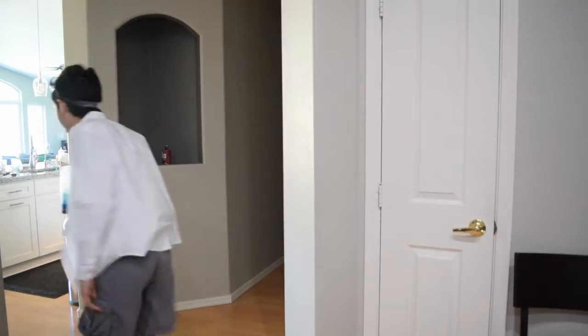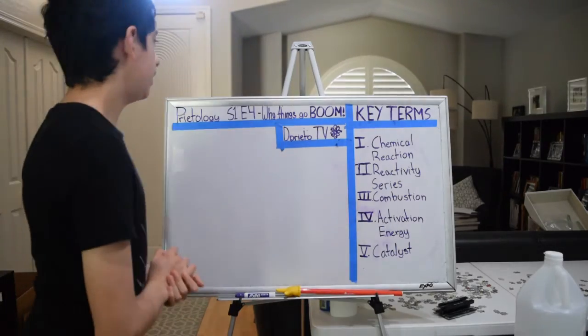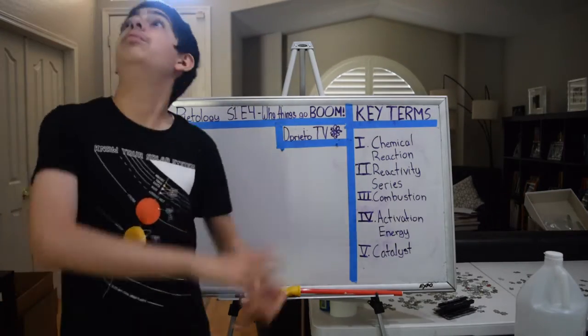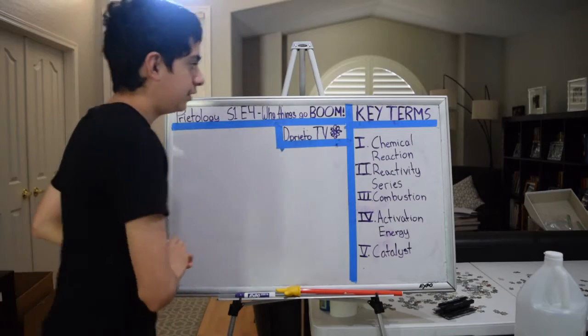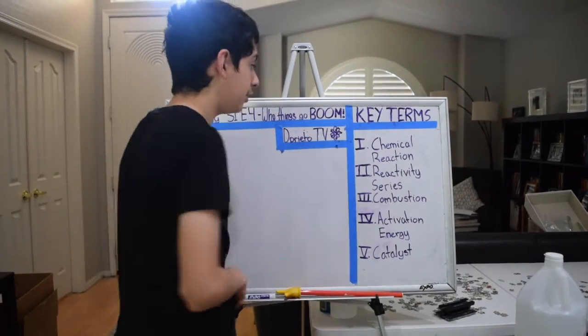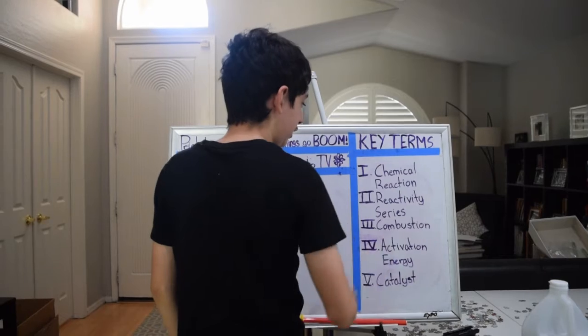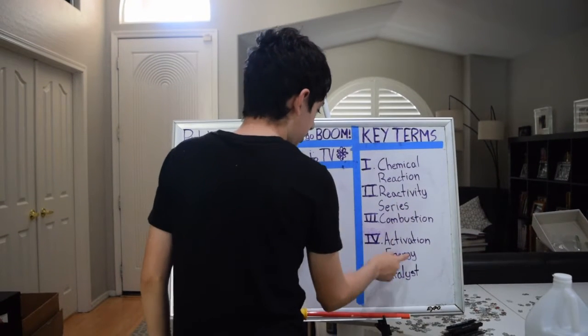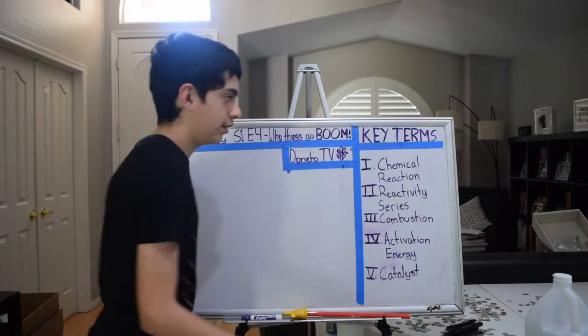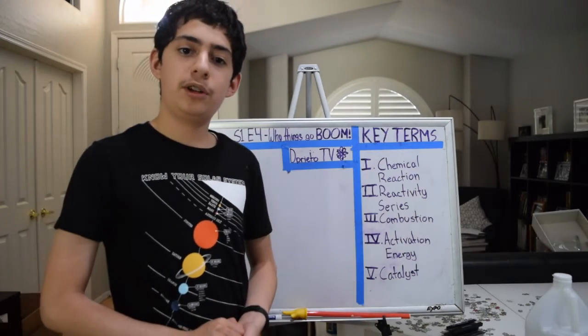But sorry, boss. Okay, so as you see, our lesson is called Why Things Go Boom. Today we only have 5 key terms: chemical reaction, reactivity series, combustion, activation energy, and catalyst. So let's start with chemical reaction.